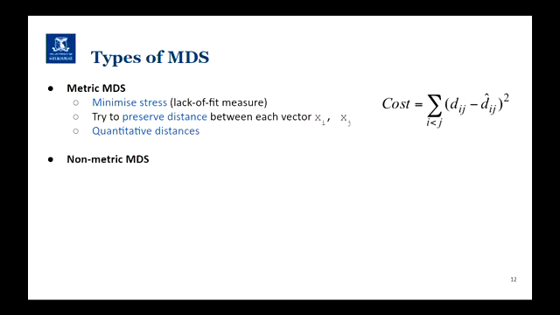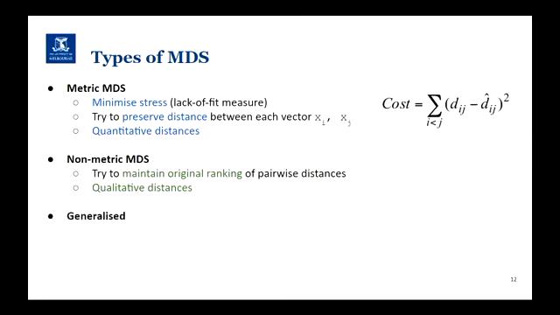The non-metric MDS, on the other hand, will try to maintain the original ranking of the pairwise distances, even though the magnitude could vary. So if we have that A is closer to B than to C, that order needs to be maintained for non-metric MDS, but not necessarily the same proportion. So distances for non-metric are taken into consideration as qualitative only, okay? And there's also the generalized MDS that we're not going to approach, which is basically mapping from one surface to the other. So distance-based MDS is the most common algorithm.